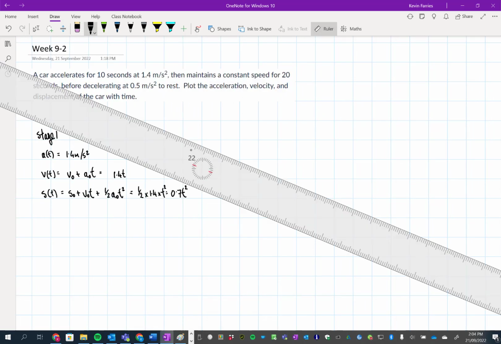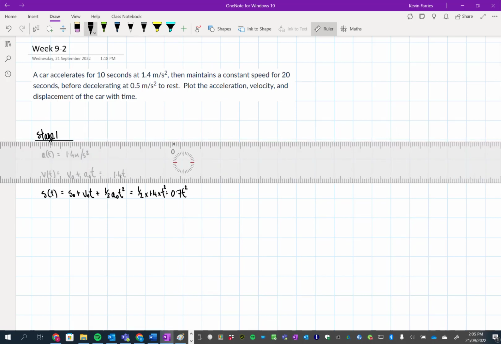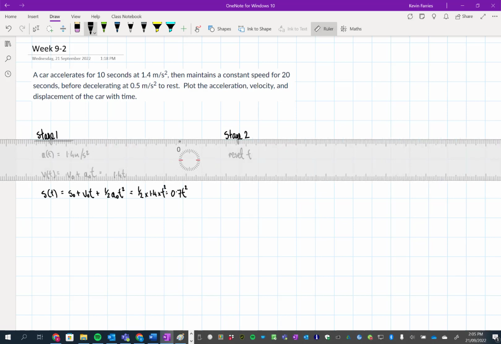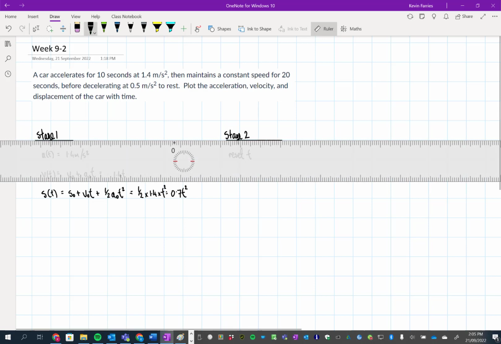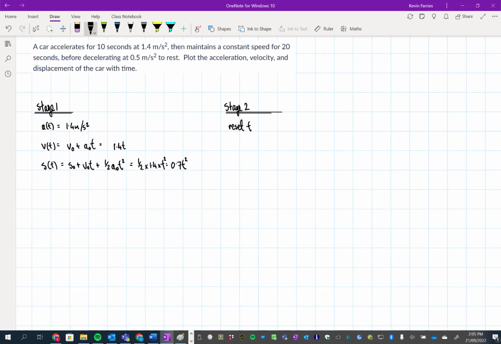Now, for the second stage, what we're going to do is we're going to redo our time, and we're going to do that time starting from the beginning of the stage. So for stage 2, we'll just say reset t. So we're basically resetting that time value to the start of this stage. Now, we can start to figure some stuff out using these equations of motion. So we're going to know that it's going to accelerate for 10 seconds.